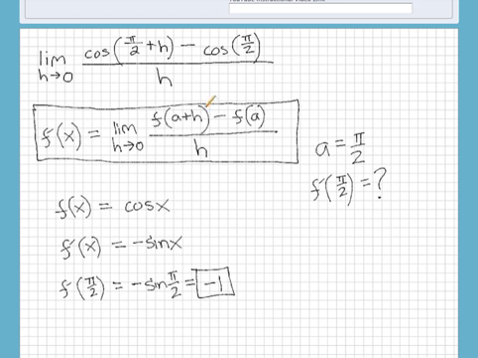Alrighty, so the key thing is you've got to memorize this formula and be able to relate it to a problem like this if they give you one. You have to be able to recognize that this is really the derivative at a certain x value, or a value as we call it. In this case, the a value is pi over 2.